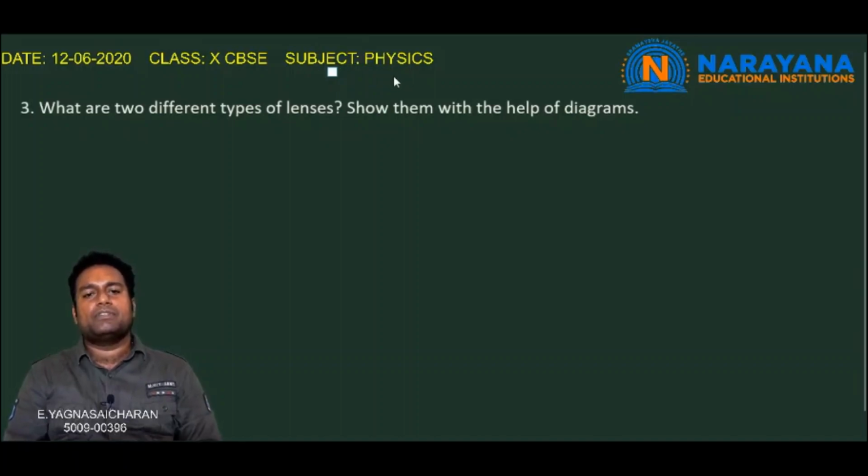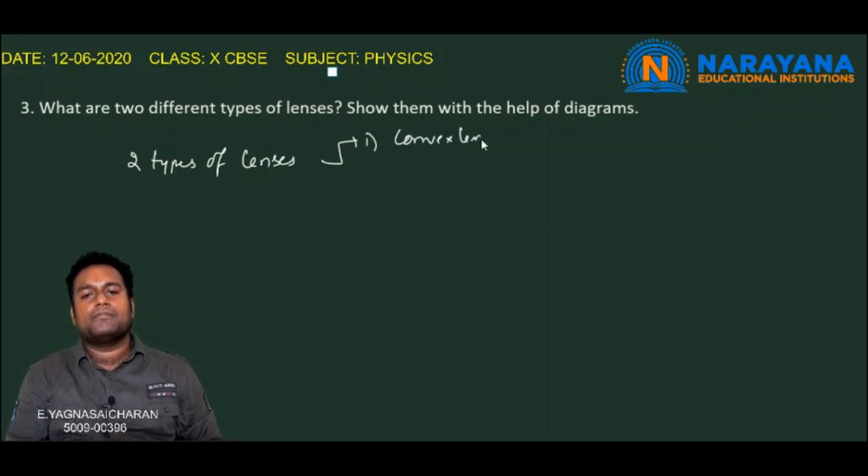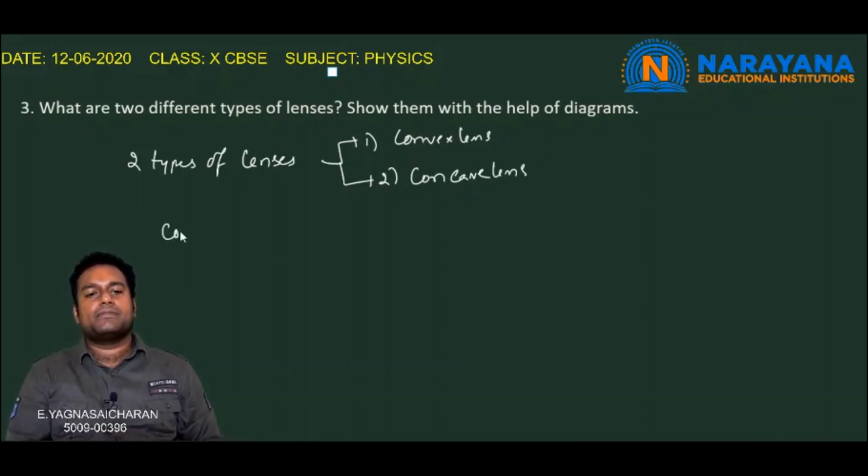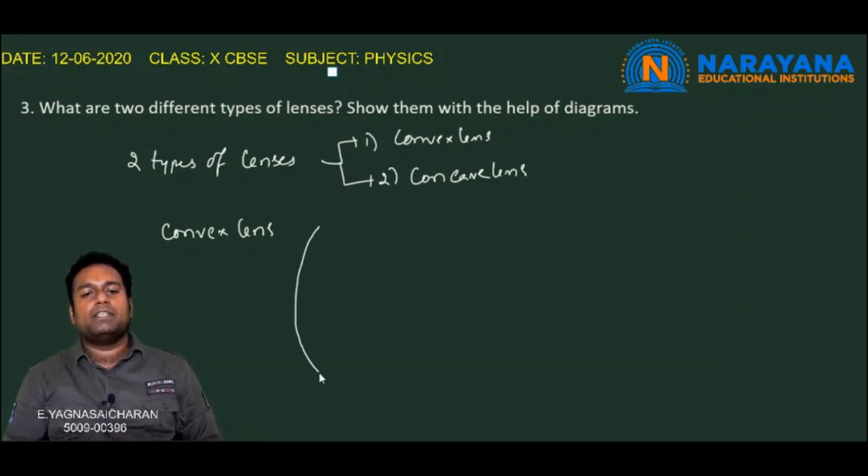What are the two different types of lenses? Show them with the help of a diagram. Mainly, there are two types of lenses. The first one is the convex lens and the second one is the concave lens. The convex lens is bounded by two curved surfaces and is thick at the center and thin at the edges.